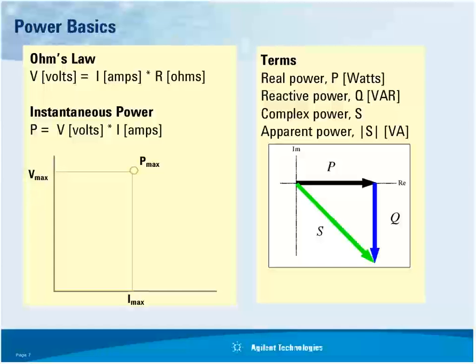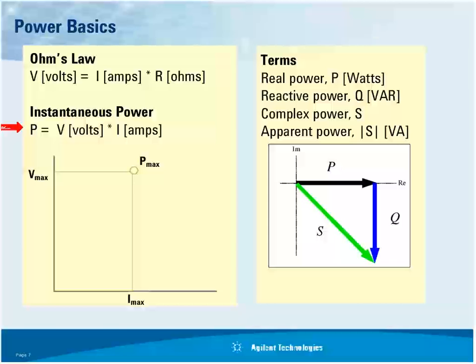Now, some real basics when it comes to power, and I'm sure most of you are probably familiar with Ohm's law: volts equals amps times resistance. Instantaneous power, power is equal to volts times current. Now, we can take a combination of these, and we do in our oscilloscopes when we make measurements, such as power equals I squared times R.